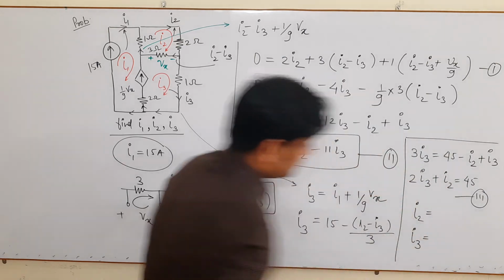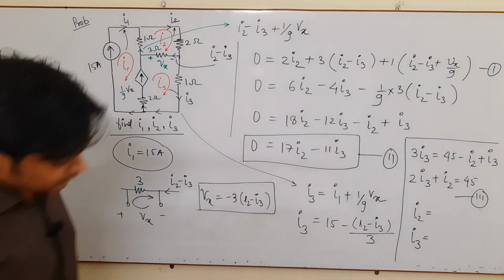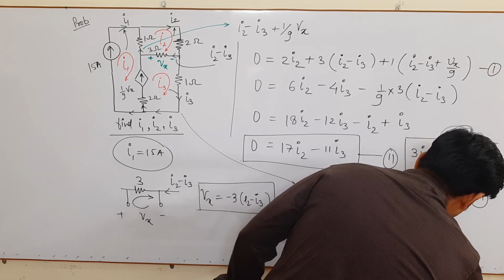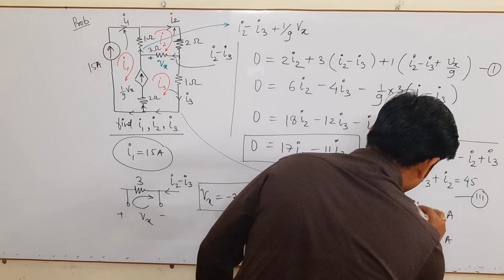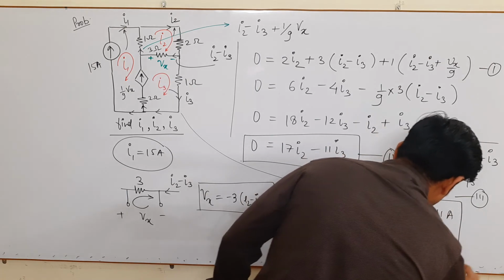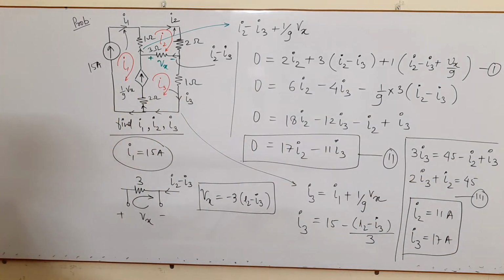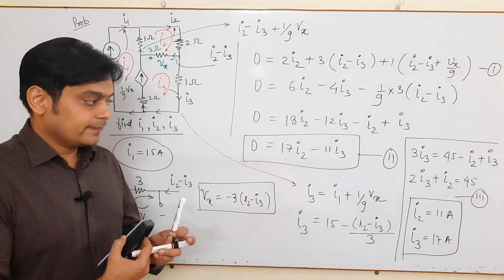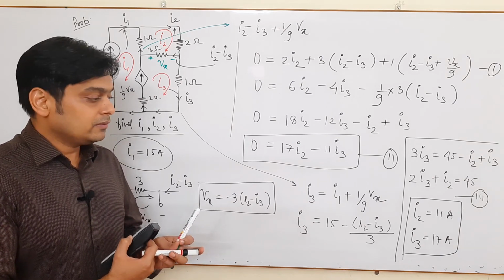Very important. The value of I2 comes to be 11 ampere and the value of I3 comes to be 17 ampere. Very important. So with this you have to find the value of I2 and I3. Okay, so this is the value of I2 and I3.